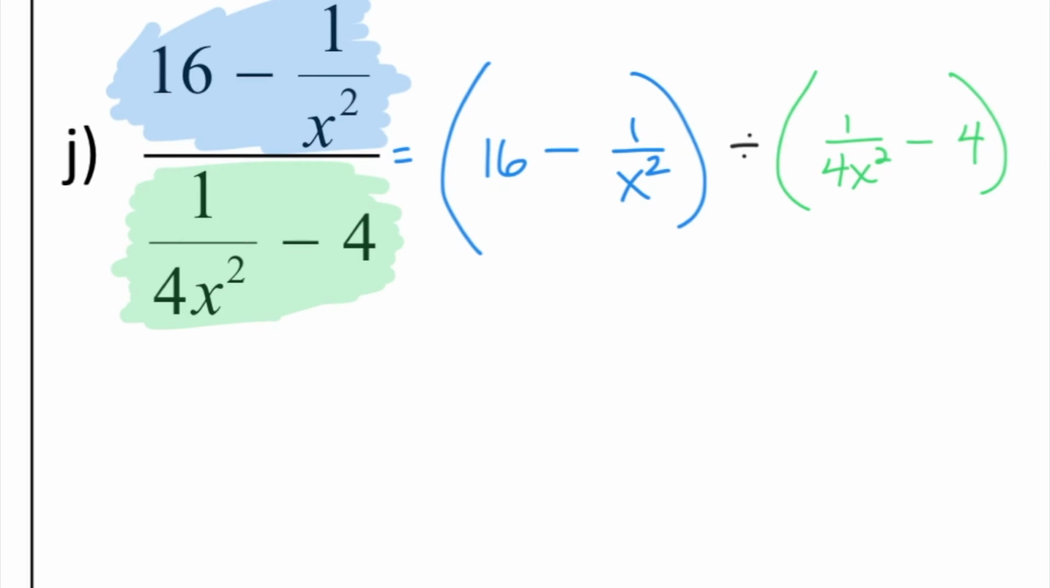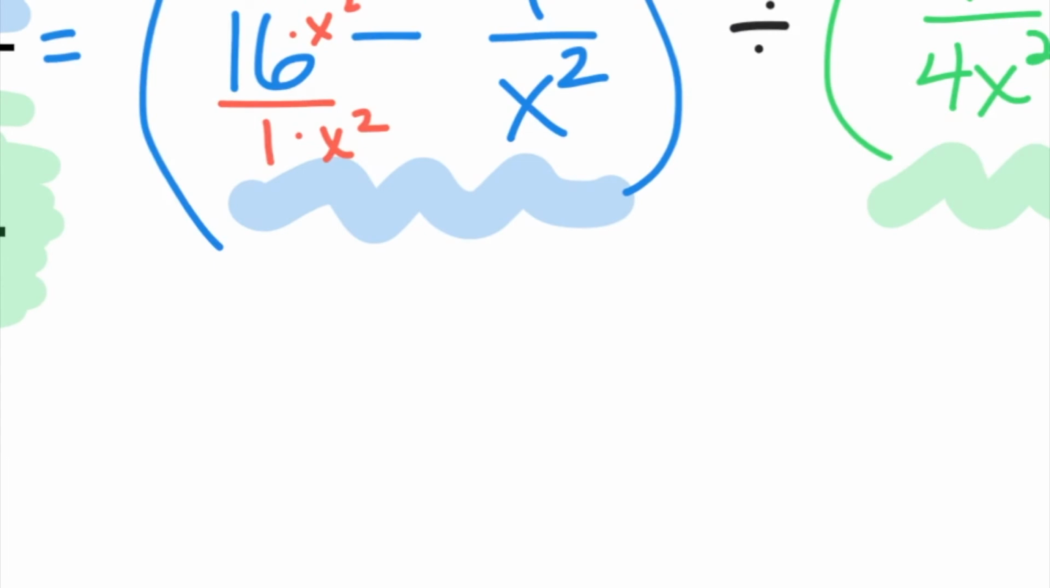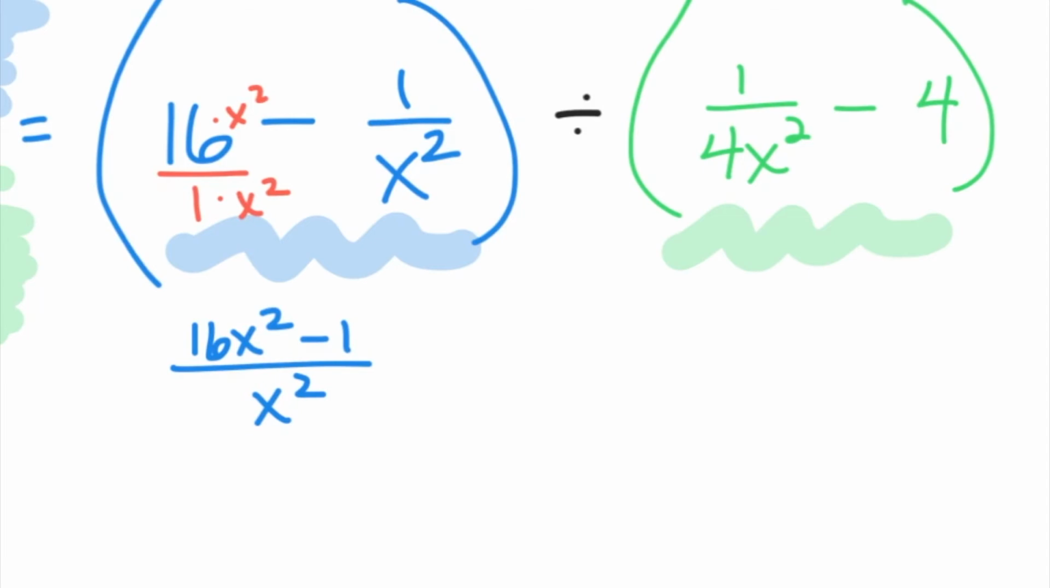So rewrite that as a division problem to start with. But then you want to simplify each of these things separately, get an answer that's completely simplified, and then do your division at the very end. So I'm going to just start with the blue, and I want x squared to be my common denominator, so I'm going to multiply by x squared in both the top and the bottom, and I end up with 16x squared minus 1 all over x squared. And that's all it takes to simplify the blue.